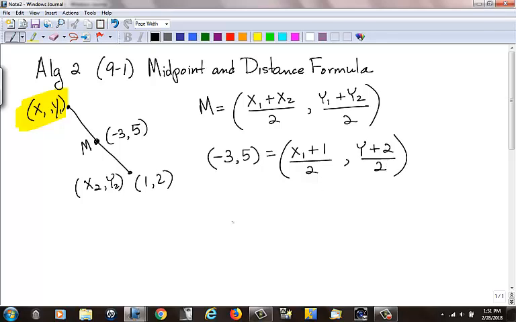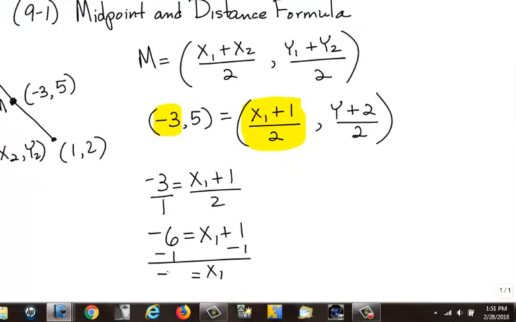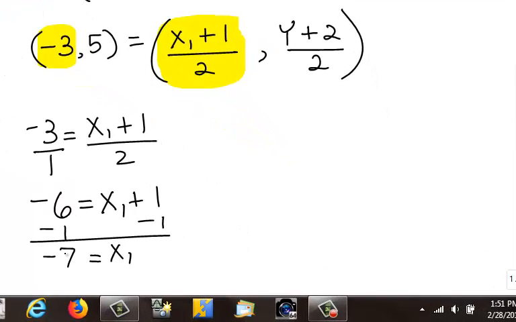Okay, and for those two ordered pairs to be equal, this x value has to equal this whole x value. So set negative 3 equal to x sub 1 plus 1 over 2. Get rid of that fraction, multiply by 2, or you can think of this as over 1 if you want to, and cross multiply. So you get negative 6 equals x sub 1 plus 1, subtract 1, so I get x sub 1 equals negative 7. Check my arithmetic. You agree?